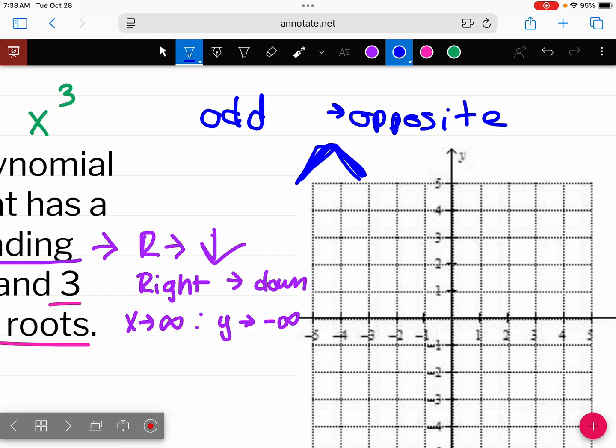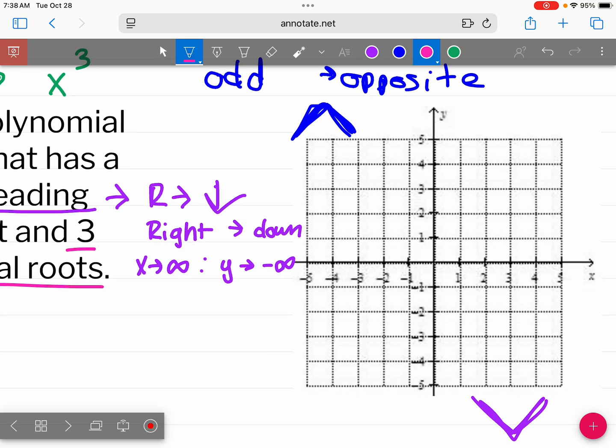We're not told anything about our 3 roots. Maybe I have one here. Maybe I have one here. Maybe I have one here. I'm just making up spots. I happen to pick -3, 0, and 2. But you could pick -4 or -1 or positive 4. I wouldn't recommend something like 10. It's going to be off the paper.